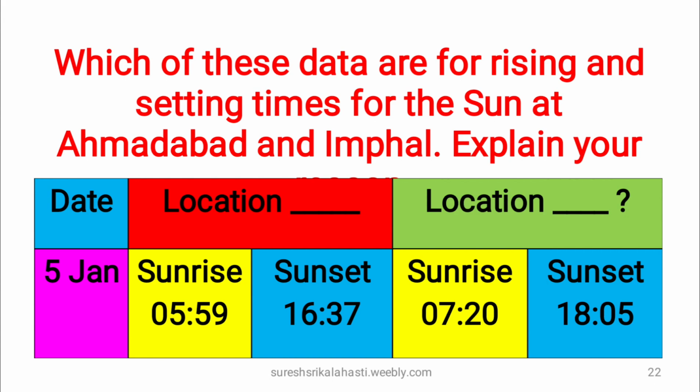Sun rises in Imphal at 5:59 a.m. Sun sets in Imphal at 4:37 p.m. So in Ahmedabad, sun rises at 7:20 a.m. Sun sets at 6:05 p.m.